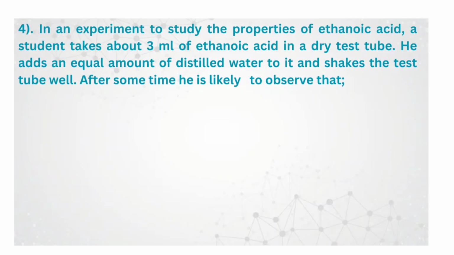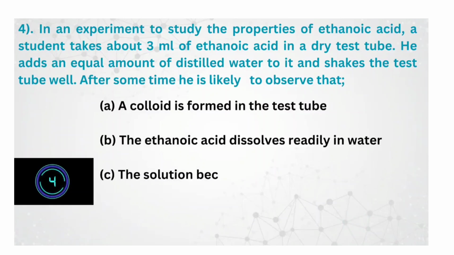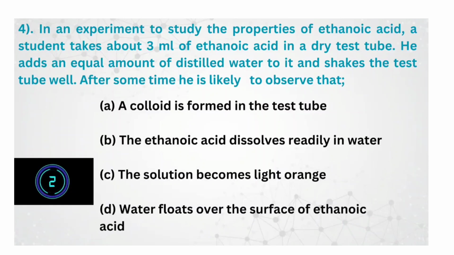Next question. In an experiment to study the properties of ethanoic acid, a student takes about 3 ml of ethanoic acid in a dry test tube. He adds an equal amount of distilled water to it and shakes the test tube well. After some time, he is likely to observe that... Options are... The correct answer is option B. The ethanoic acid is soluble readily in water.